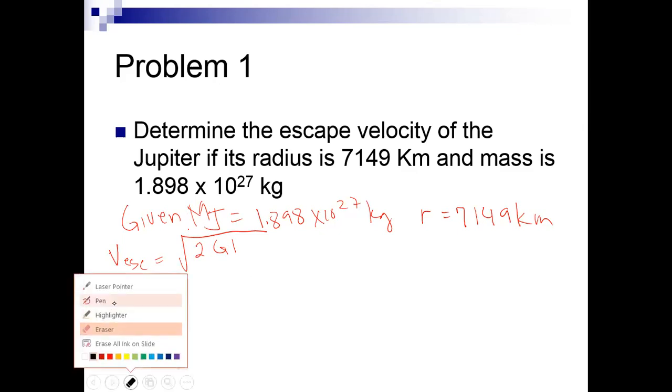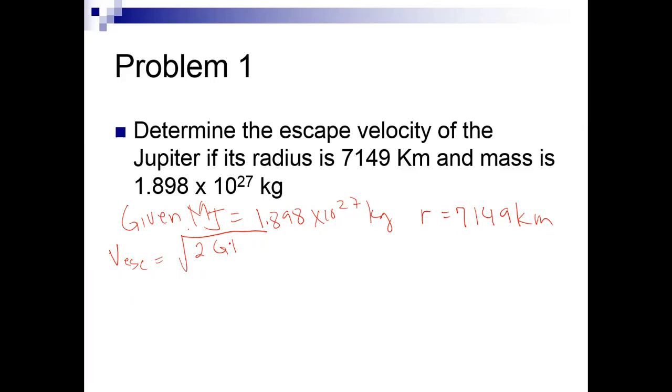Anyway, let's go back to the pen. So it's just G, M. Okay, it's still M. Jupiter na lang. Over the radius of Jupiter. Okay?